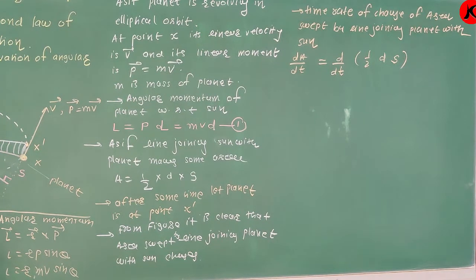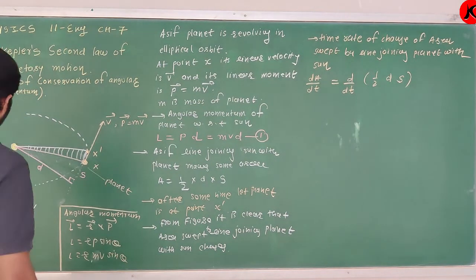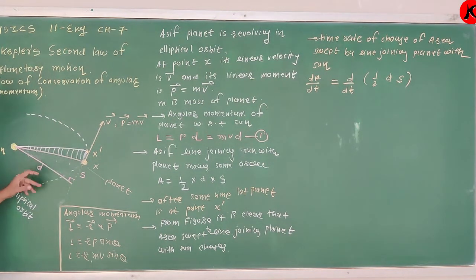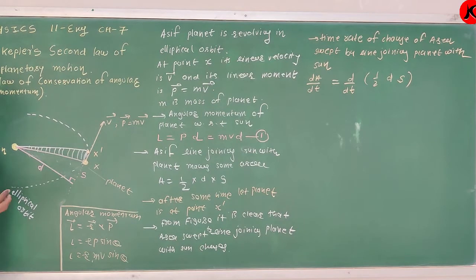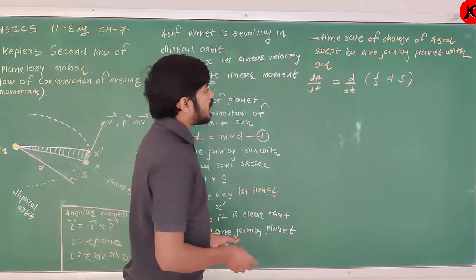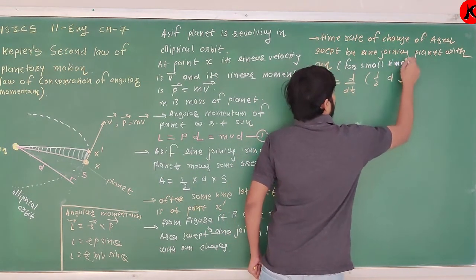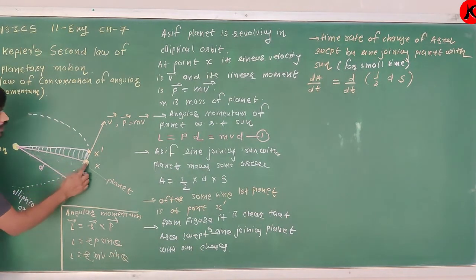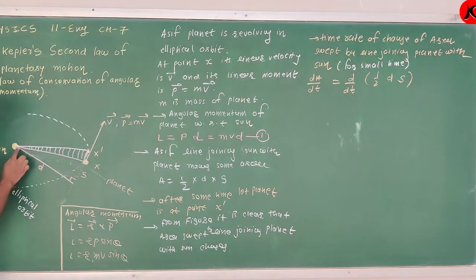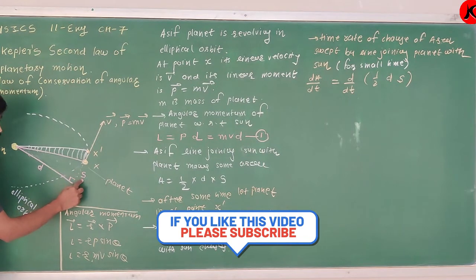Now see what happens. Okay, you have to observe this thing from the figure. So see from figure, the initial area is this one, with D and S. Yes or no? After that, after some small time, the planet is here at point X dash. So see, now the new area is this one. In this area, what is here? D is same. There is change in S.